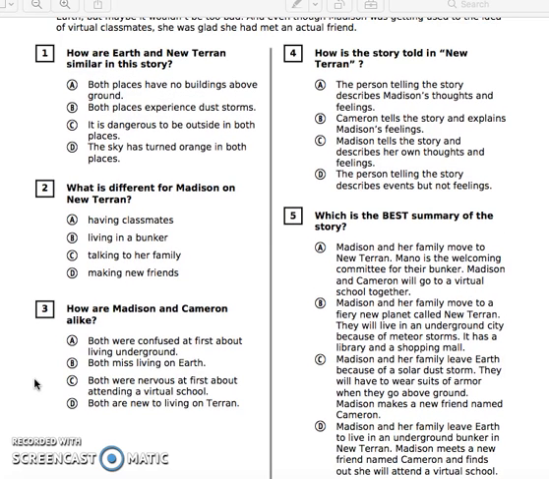How are Madison and Cameron alike? A. Both were confused at first about living underground. B. Both miss living on Earth. C. Both were nervous at first about attending a virtual school. And D. Both are new to living on Terrain.